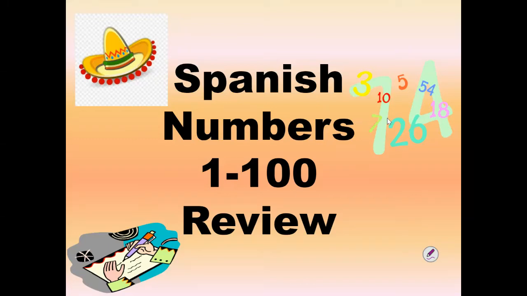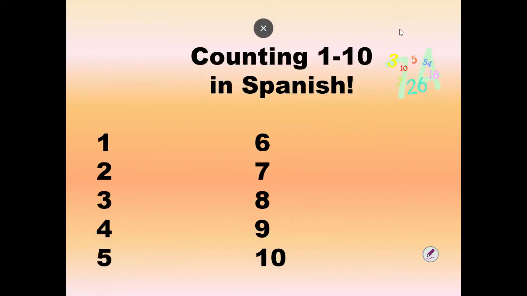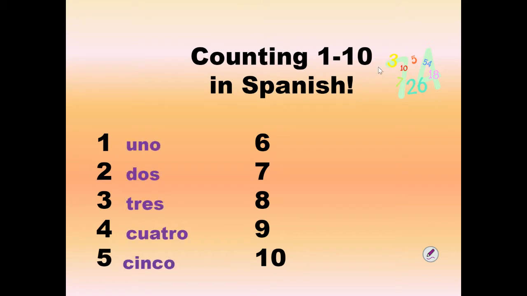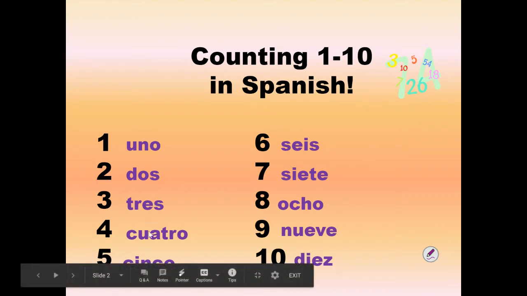Okay, so for this week's worksheets, we're doing pages 7 through 9, and they are all about numbers 1 through 100. So as a review, I just wanted to practice 1 through 10. So uno, dos, tres, cuatro, cinco, seis, siete, ocho, nueve, diez. You're going to notice that the numbers like 30 and 40 and 50 all start with similar letters. So it's important that you know 1 through 10 really well.